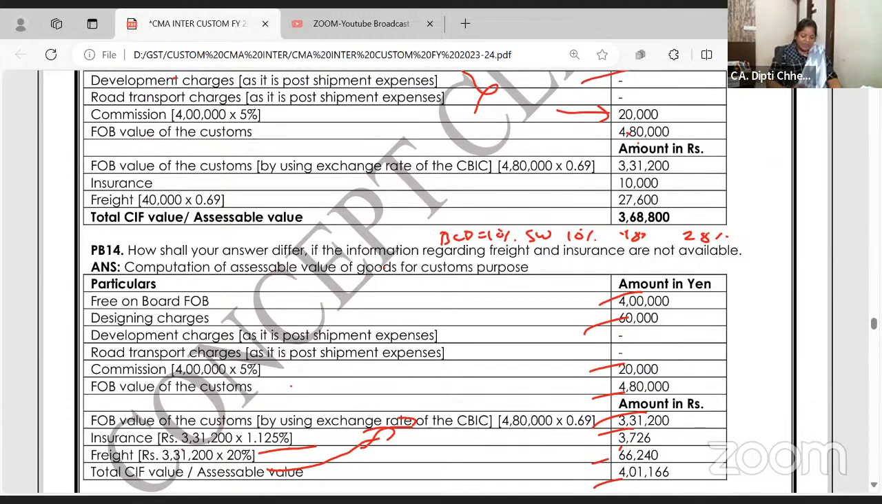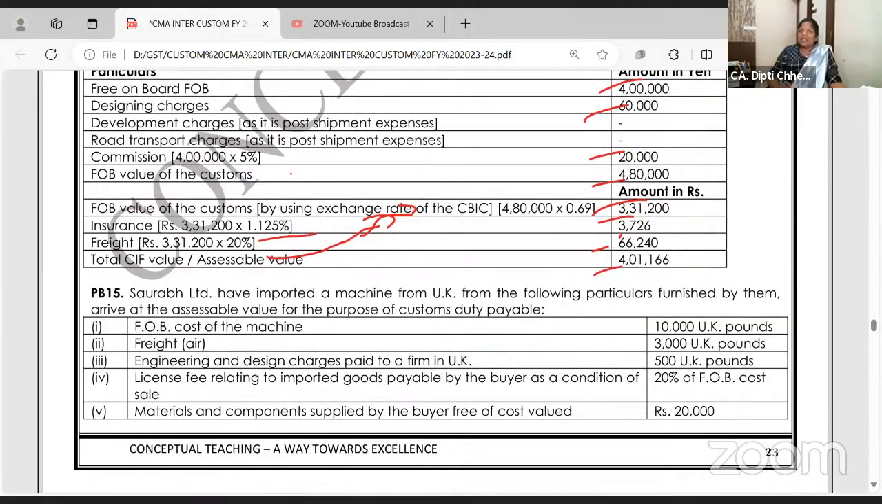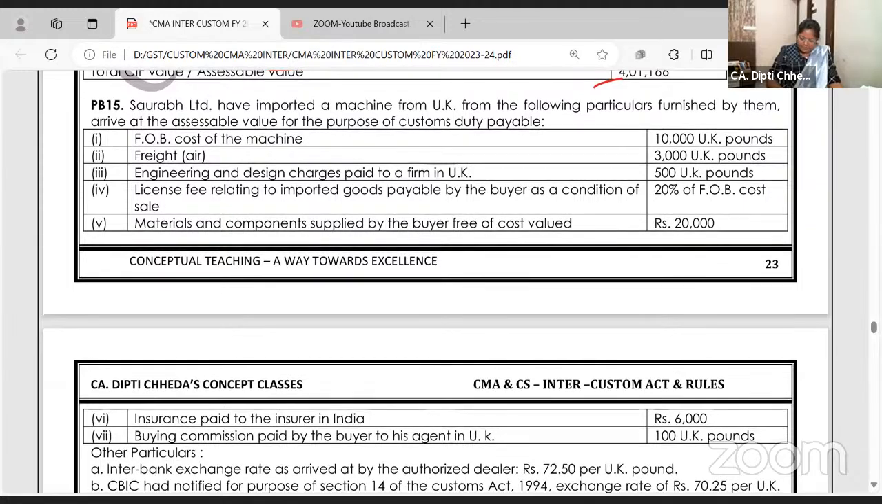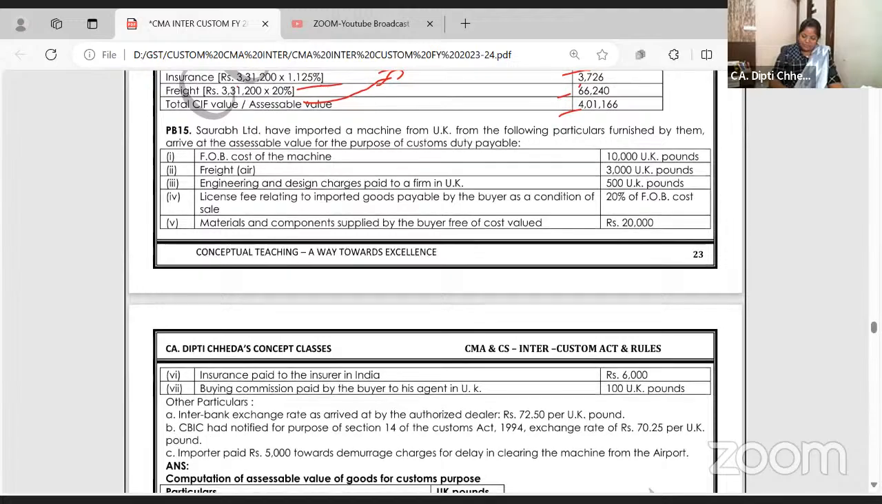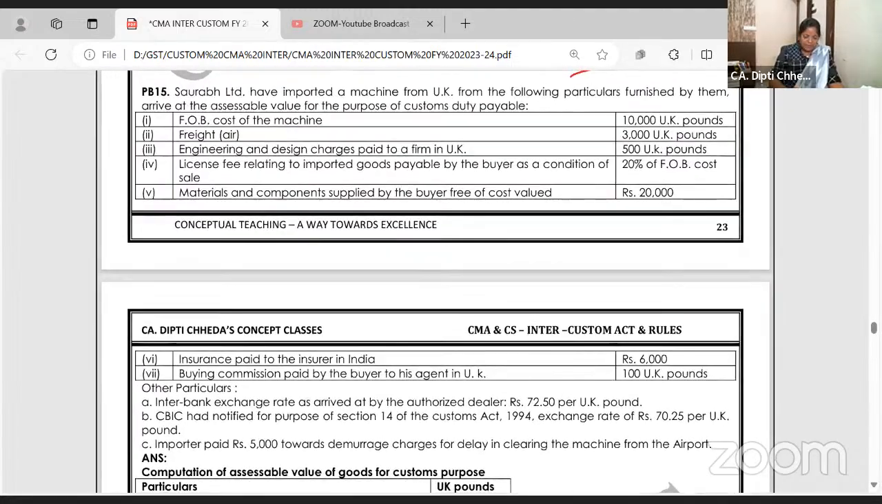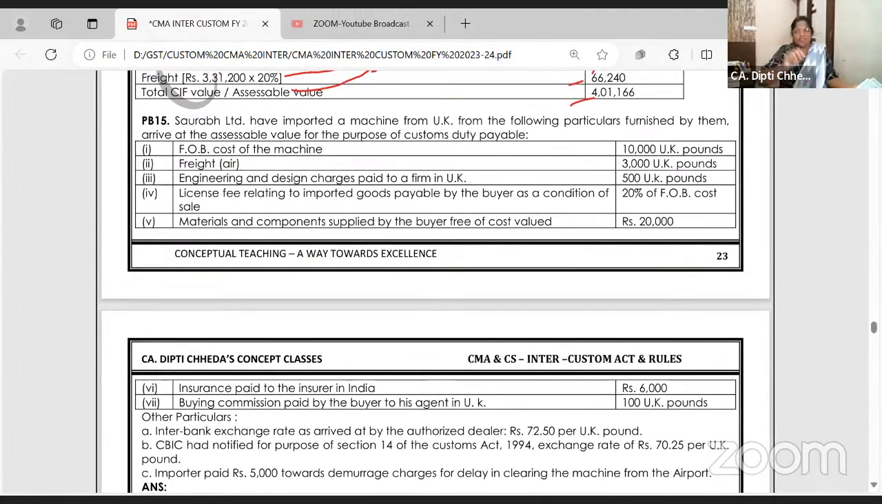See, now they have given the freight 40,000. So we took that. If they don't give the freight, we know the freight is 20% of the assessable value, and insurance is this. ठीक है? Okay, nice question. 15th one. Can you do it on your own and share the answer? Just 2 minutes. And 15 minutes and class will be done. Very simple problems are there.